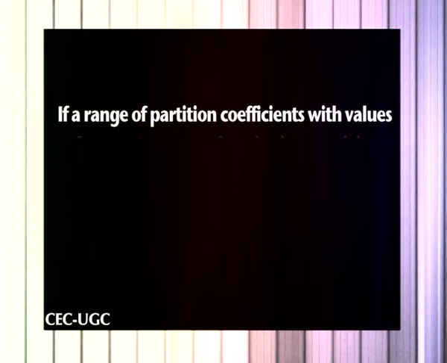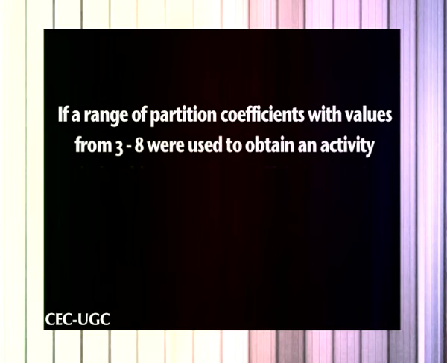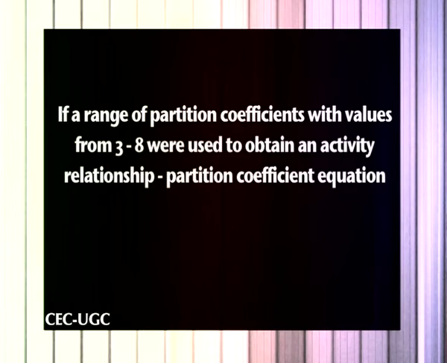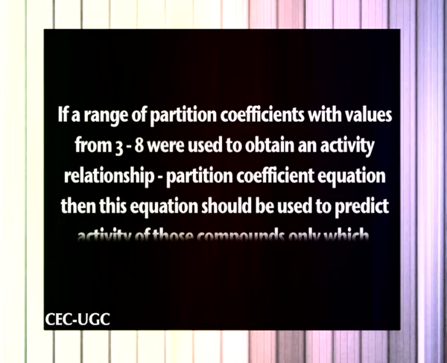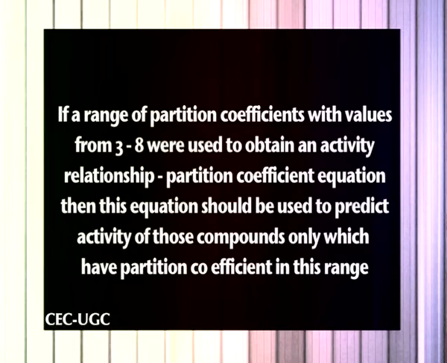For example, if a range of partition coefficients with values from 3 to 8 were used to obtain an activity relationship partition coefficient equation, then this equation should be used to predict activities of those compounds only which have partition coefficient in this range. This means that this equation cannot be used to predict the activity of compounds with partition coefficient of less than 3 and greater than 8.